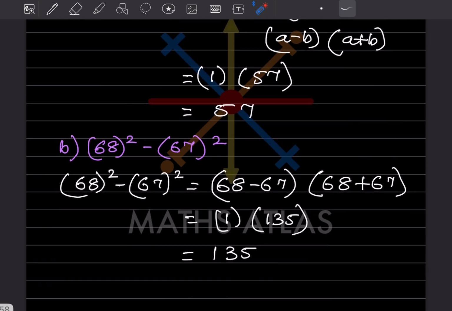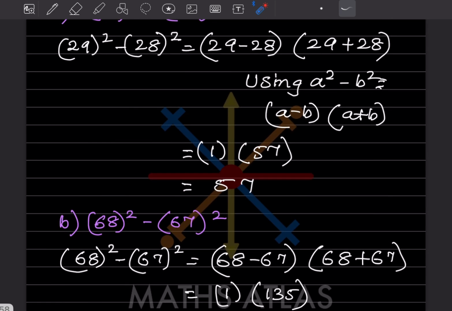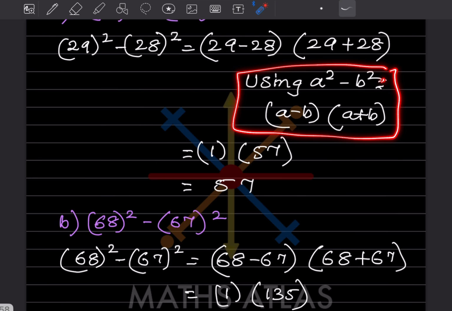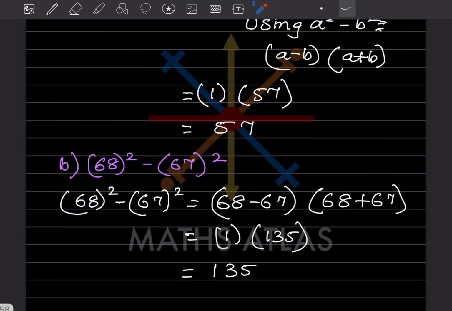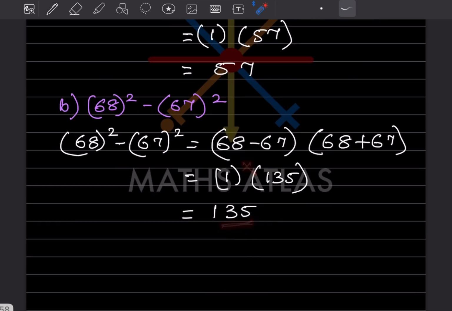Again here the same. I'm not going to write the property again and again. You can see this property, that is a square minus b square is a minus b and a plus b. We are going to follow the same. So this will be 68 minus 67 and this will be 68 plus 67. So by the same property, this is going to be 1 and this is going to be 135. So when you multiply this, you get 135.